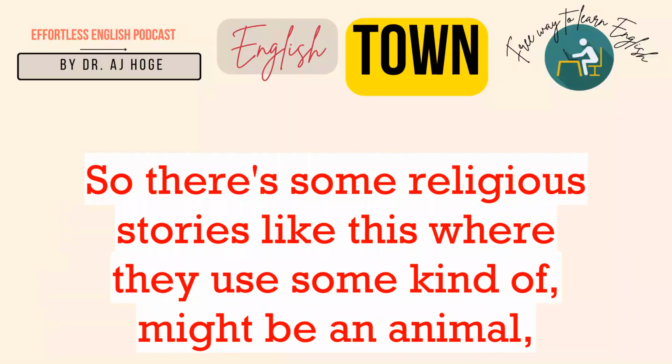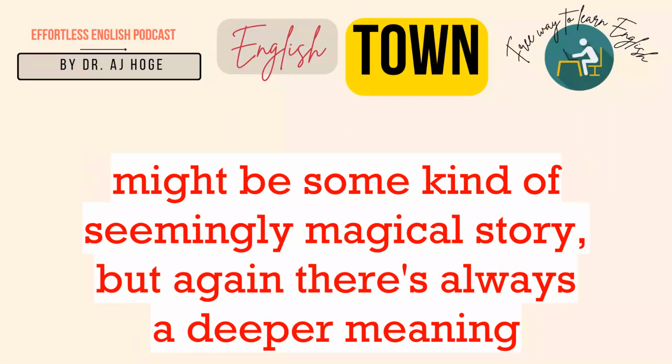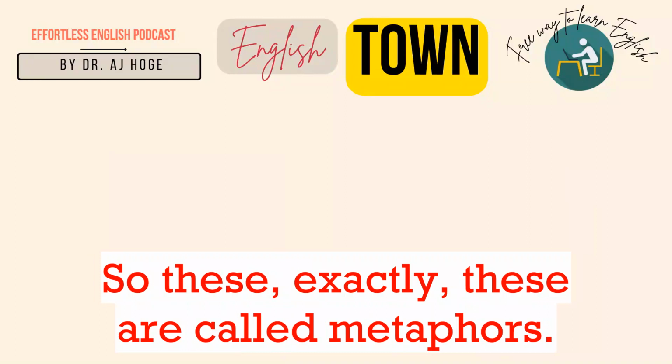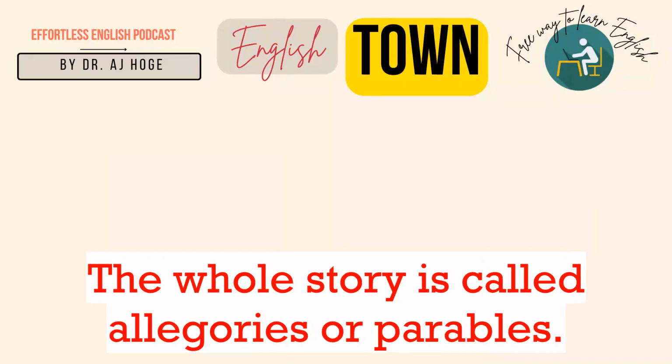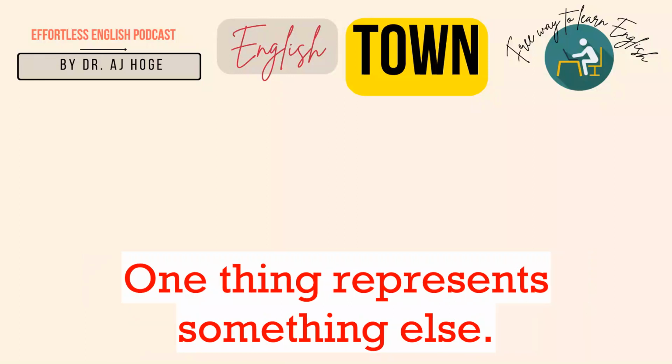Some religious stories are like this, where they use maybe an animal, or some kind of seemingly magical story, but again, there's always a deeper meaning behind it. So these are called metaphors. The whole stories are called allegories or parables, where one thing represents something else.